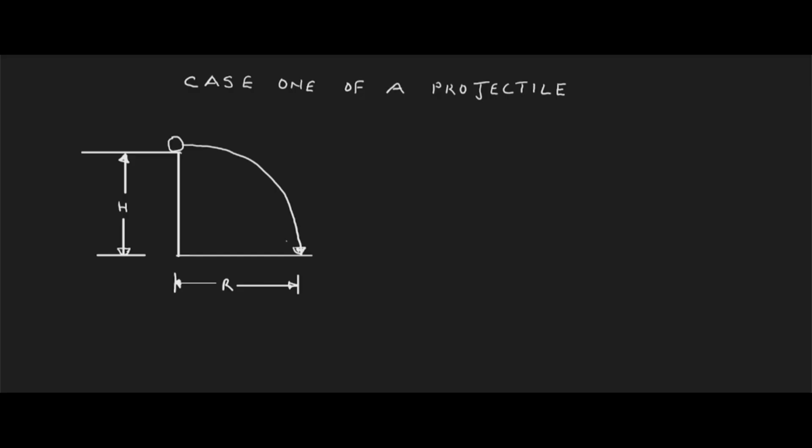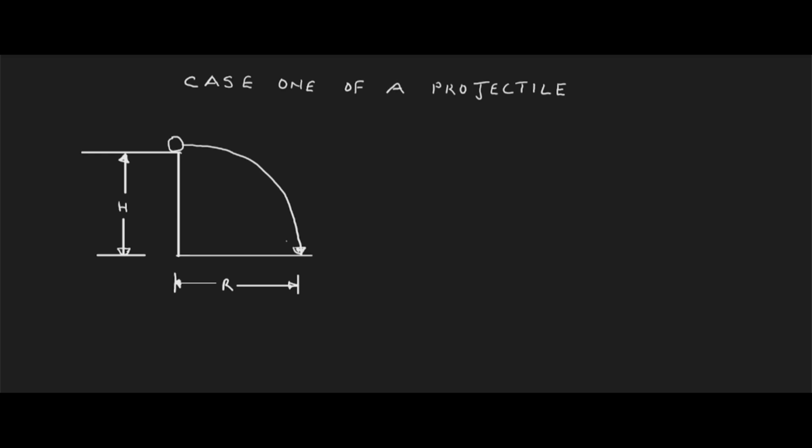In this tutorial, we want to consider case 1 of a projectile. If an object is rolled horizontally, the object will follow this path and land at this point. And in this tutorial, we want to derive an equation that we can use to calculate the height, h, and also to calculate the horizontal distance traveled, which is known as range, and the time taken for the object from this point to this point.